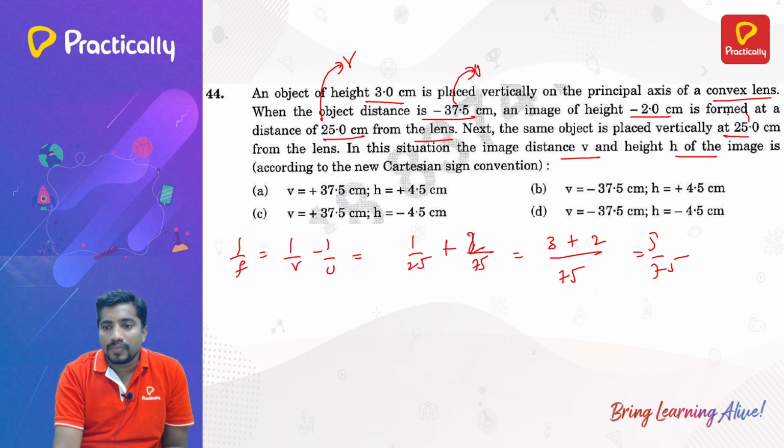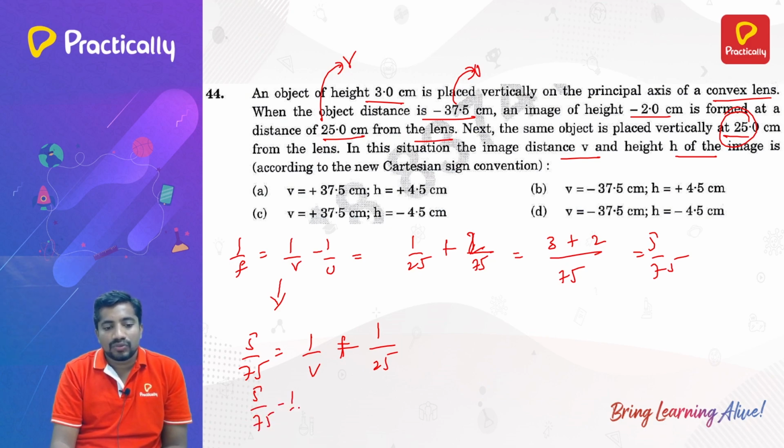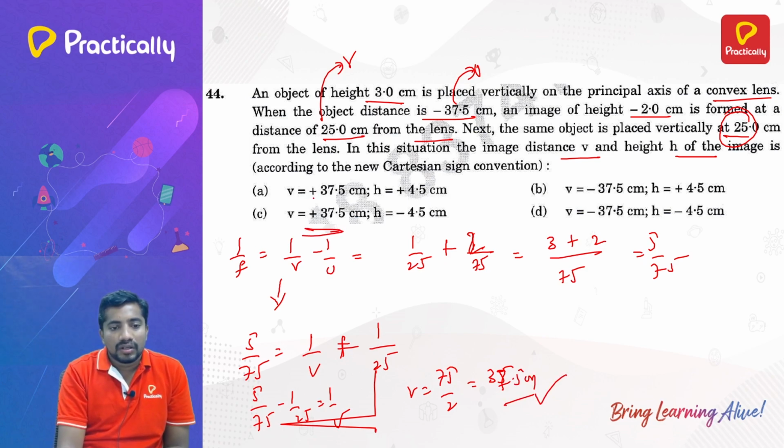And if I take the object distance in the next case as 25 cm with the same lens, then the focal length will remain the same. In this formula, 1 by f value is 5 by 75, and we have to find 1 by v. The u value is minus 25, so minus of minus again gives plus 1 by 25. Bring 1 by 25 to that side: 5 by 75 minus 1 by 25 is equal to 1 by v. If you simplify here, v is equal to 75 by 2, which is equal to 37.5 centimeter. So v is positive.